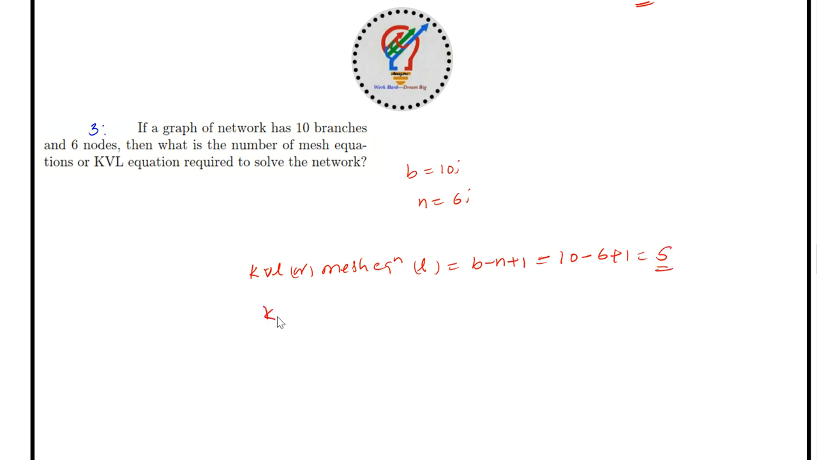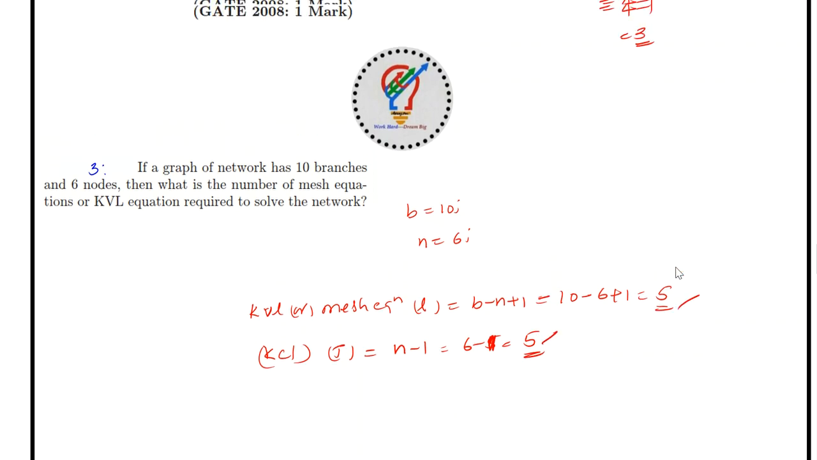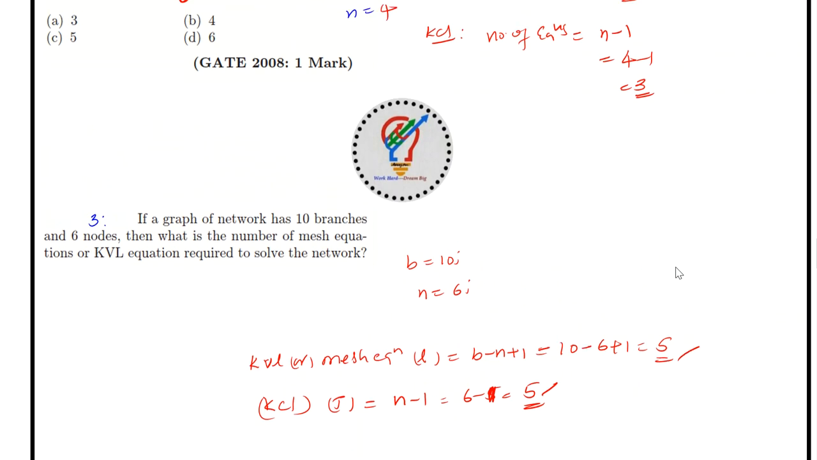Similarly, if we use the KCL concept for solving this network, the number of twigs is equal to the total number of nodes minus 1, which is 6 minus 1. So 5 is the answer. Like this, a simple formula will give you 1 mark in the examination, so don't lose this concept. Just remember the formula.